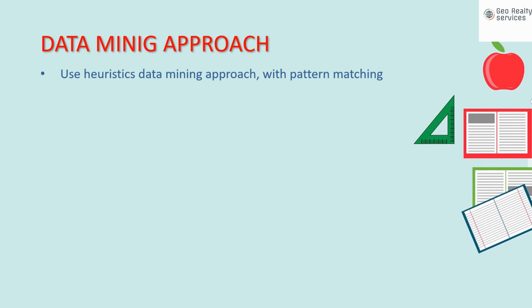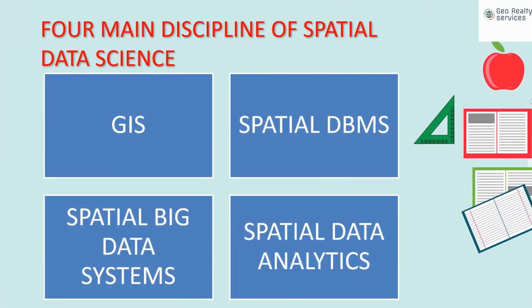There are four main disciplines of spatial data science. That's geographic information system, spatial database management system, spatial big data systems, and spatial data analytics. These topics will be discussed later.